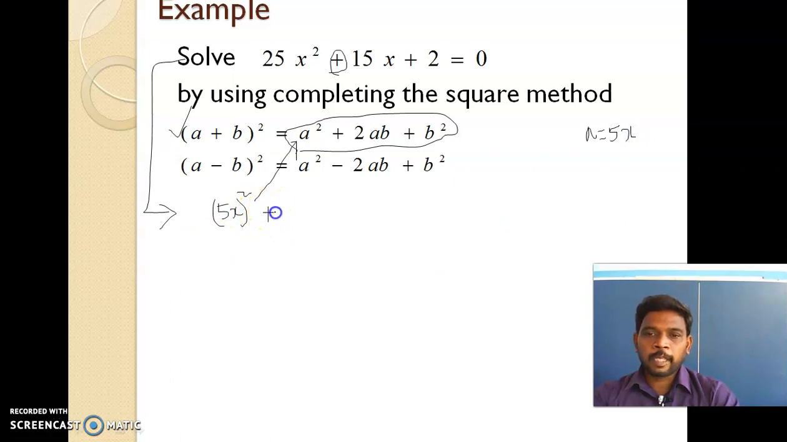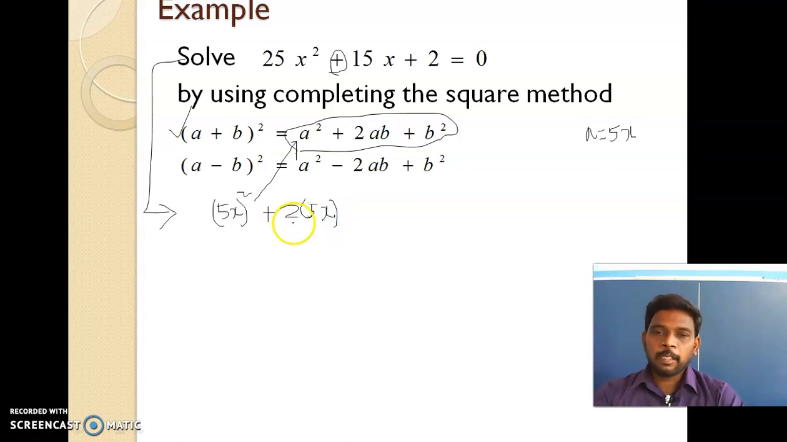So the second term is nothing but 2ab. So 2 times a, which is nothing but 5x. So for finding b value, in the last example I said we need to multiply these two numbers and divide the coefficient of x by this number. Okay. So here 15 is there. So b equal to 15 divided by, so 5 2s are 10.